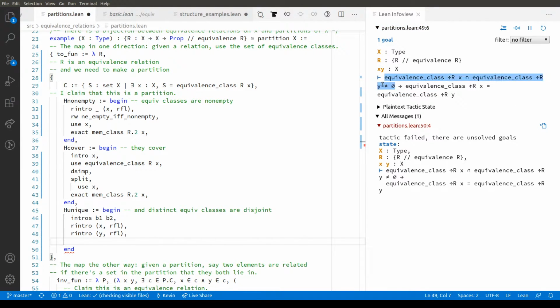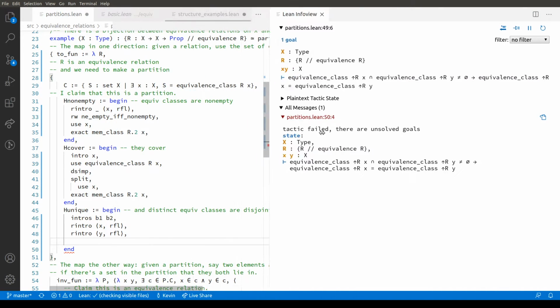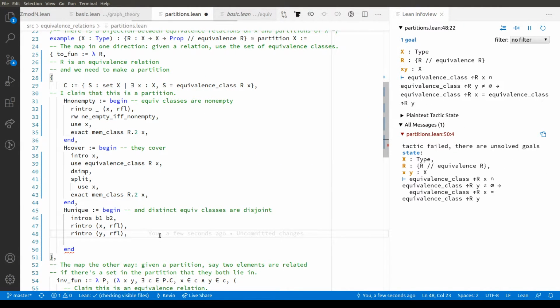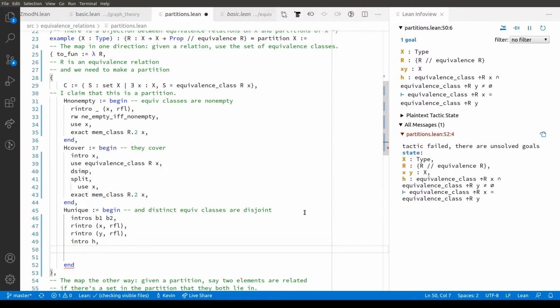So now our goal, there we go. So now we have something to do. We need to prove that if the equivalence class of x and the equivalence class of y are non-empty, meaning the intersection is non-empty, then they're equal, right? That's exactly what we need to do. So let's assume that the intersection is non-empty.